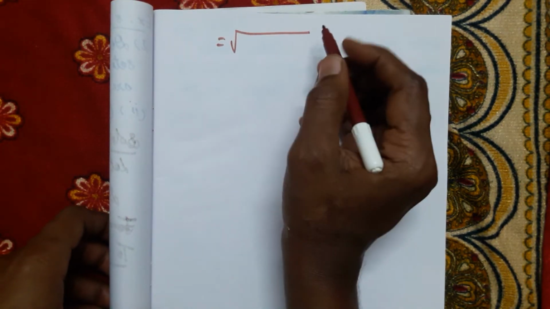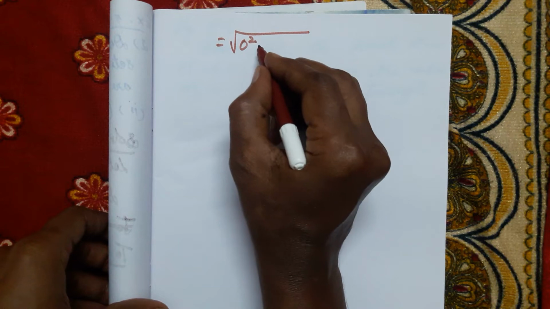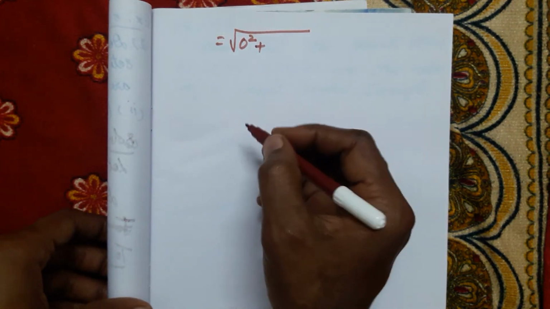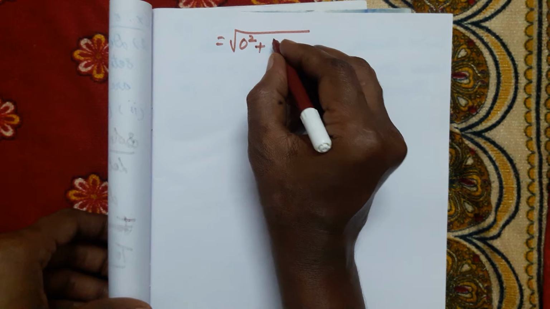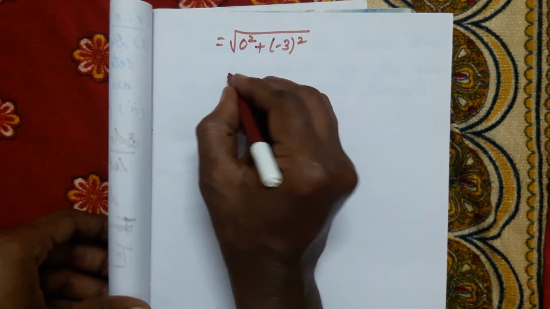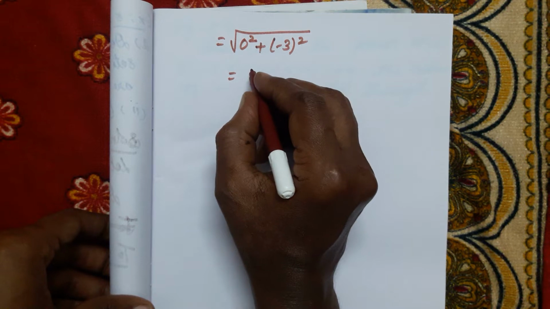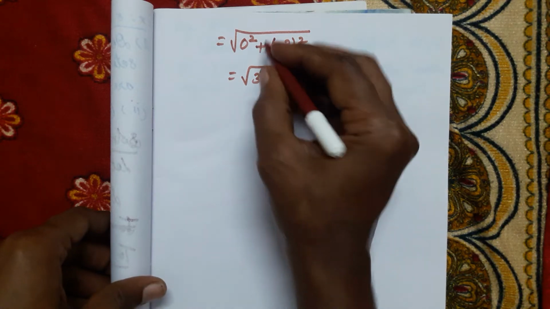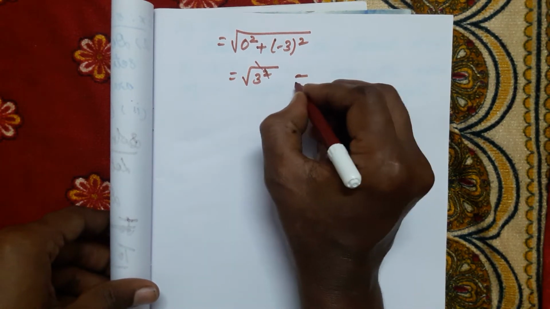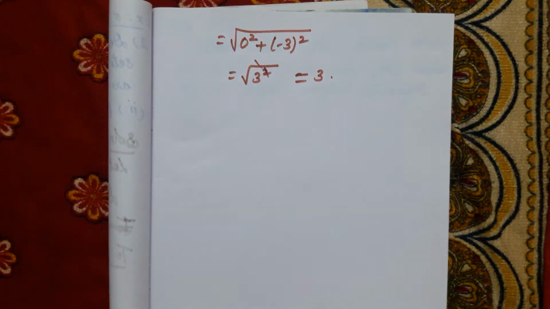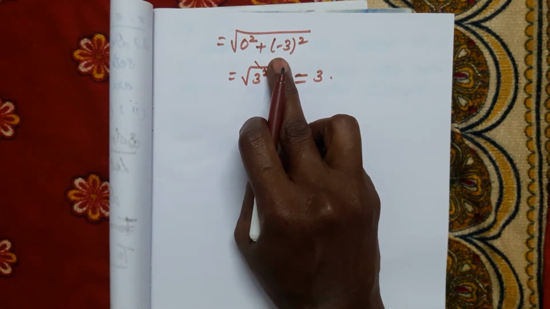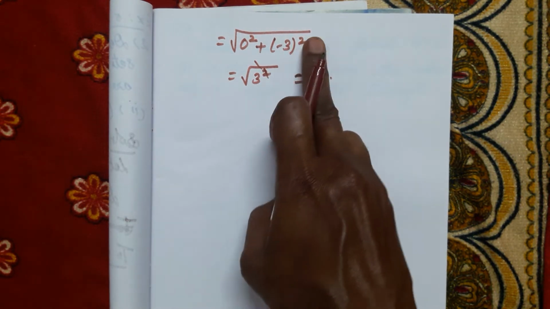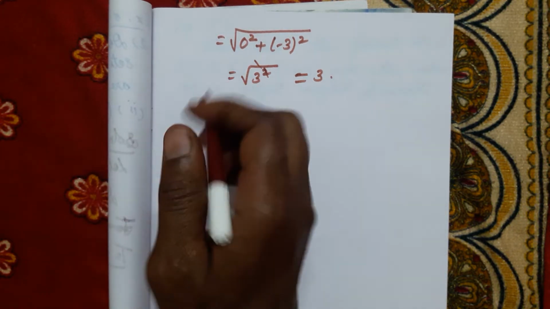What does A minus A the whole square mean? It is root of 0 square, plus 0 minus 3 the whole square. Minus 3 the whole square: minus the whole square means plus only. 0 square is 0, so we can write root 3 square, which is equal to 3. Minus into minus is plus, so minus the whole square is positive. So 3 square is equal to 3.